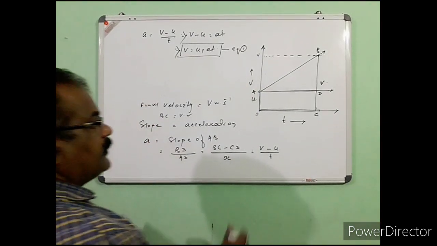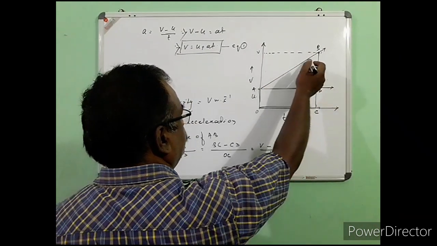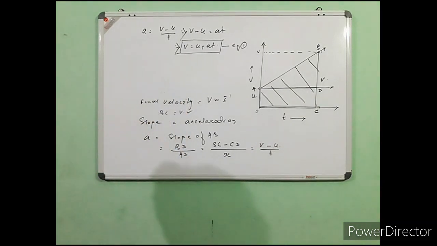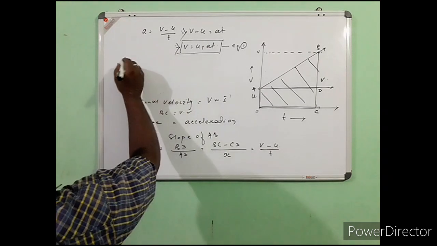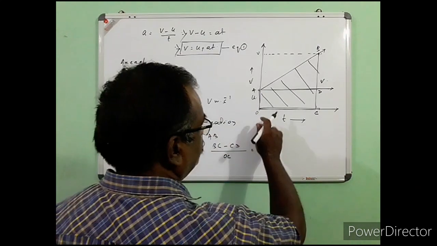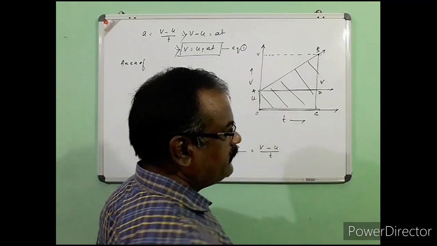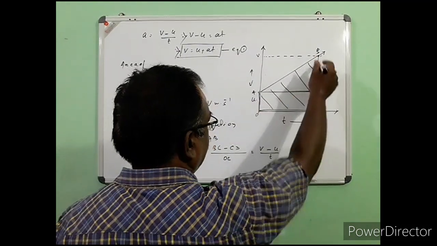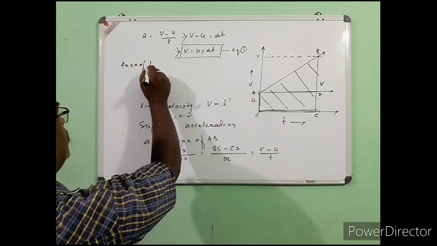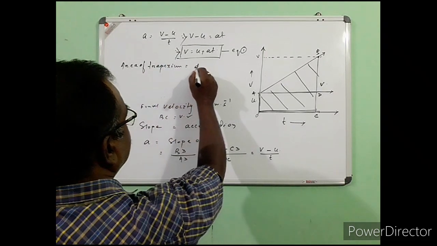Now, we also know that the area enclosed by the plotted graph indicates the distance covered by the body. So the area of the enclosed figure, AOCB, which is a trapezium, because these two are the parallel lines and this is the perpendicular distance between the parallel lines, is equal to the distance covered here.